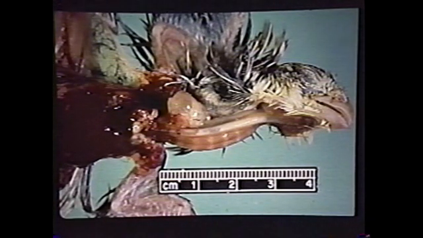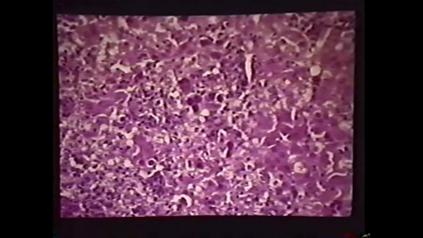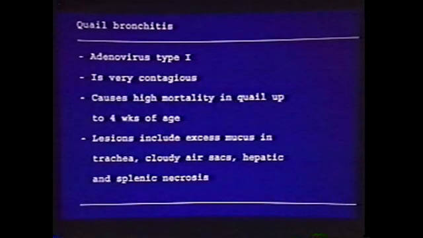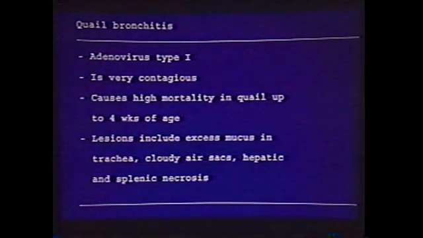In addition to damage to the trachea, it will also cause damage in other tissues: liver, spleen, bursa of Fabricius. Inclusion bodies will be found histologically in various tissues. For some reason, I put the liver in here, and you can see areas of vacuolation, necrosis, and so forth, and these intranuclear inclusion bodies. That's adenovirus 1 of quail bronchitis. It affects very young birds, younger than 4 weeks, and causes very high mortality.